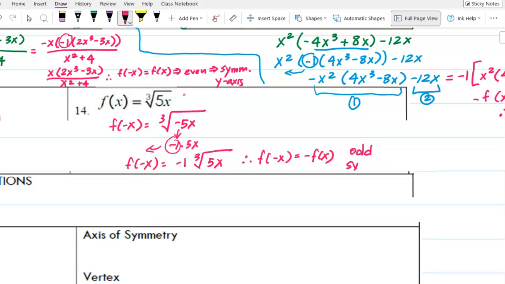And it has that symmetry about the origin, rotational, 180 degrees business going on. Okay, good job.